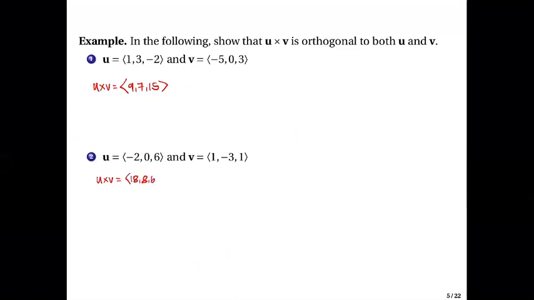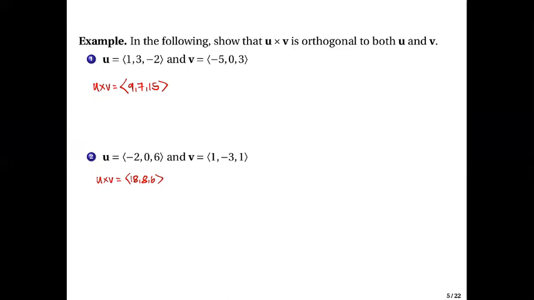18, 8, 6. Okay? So we have the cross products. We will show that if we cross U with this, or if we cross V with this, we'll just get 0. If we dot U cross V with U or with V, we should get the scalar 0. If we don't get that 0, it means something is wrong with our computation.